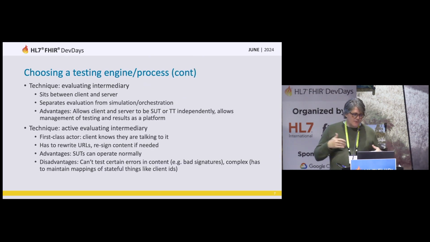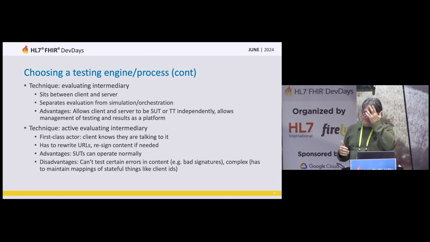Now I want to talk about another method. This is the one that we ended up doing, and I'm calling it an evaluating intermediary. So it sits between clients and servers, and it separates the evaluation from the simulation, from the orchestration, and from the actors. The advantage is that it allows the client and server to be independent and allows management of testing and results as a platform.